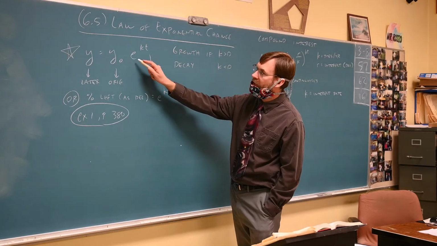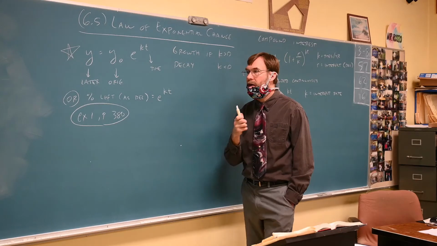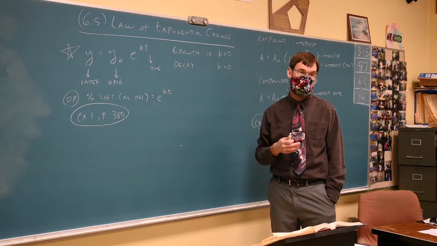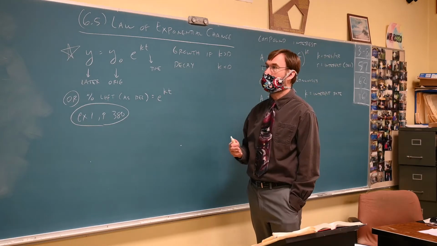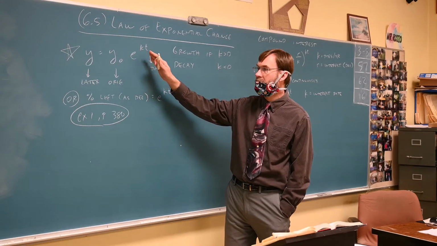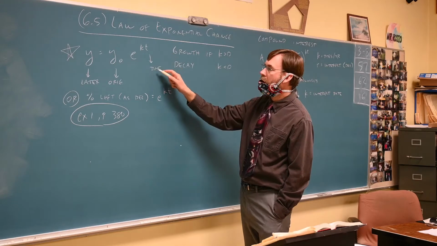There's always going to be an e afoot in the problems. There's always going to be a k, and your main job to start most problems is going to be to figure out what the value of the k is. That k is going to be different for every single story. So you're going to have to take some information you know, figure out what the k is, and then use that to potentially make some predictions. The t will always be a time.